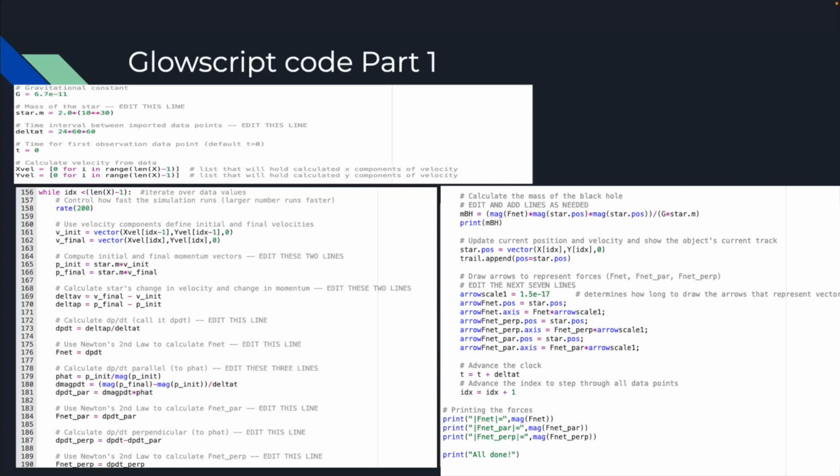Okay, so here's the code. I set the star mass to the value shown in the previous slide, and then delta t set to 1 Earth day. And then line 172 calculates dpdt by dividing delta p by delta t. And then lines 179 and 181 find dpdt parallel. And then line 187 finds dpdt perpendicular by subtracting dpdt parallel from dpdt. And then line 194 calculates the mass of the black hole.